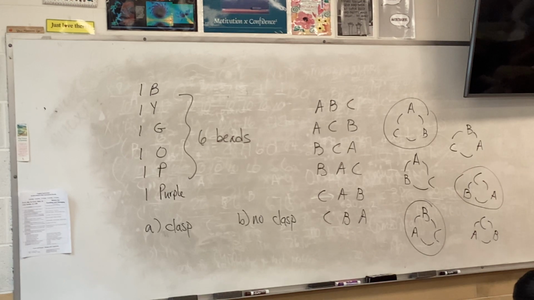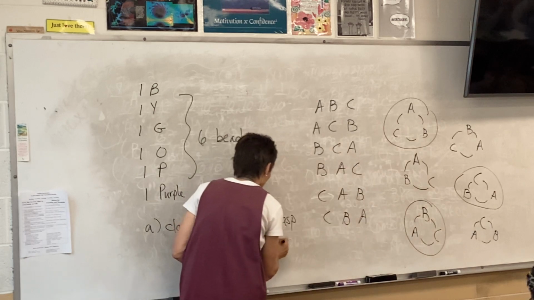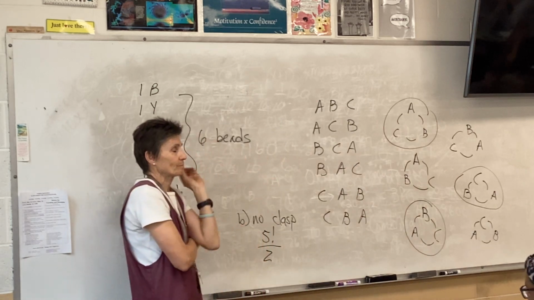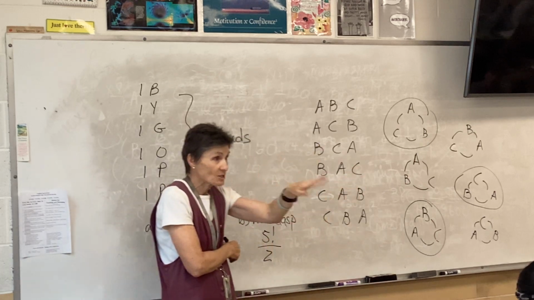Because aren't we putting them in a circle? Yeah, but if it doesn't have a clasp, can it go in a circle? Oh, okay, you're getting way too technical. Pretend I have a string. I'm putting the beads on a string, and I'm gonna knot it. Okay? So now my beads are floating. Now, you know those little bracelets you make when you're a little kid, you have a bead? Okay, that's what we're doing. So no clasp would be 5 factorial divided by 2, because there's 6 beads, I'm putting them in a circle.